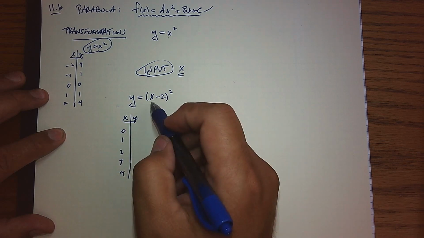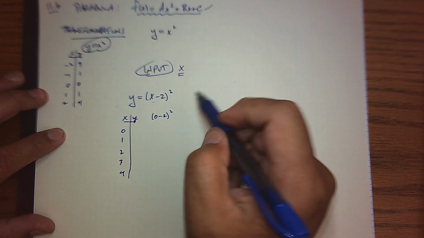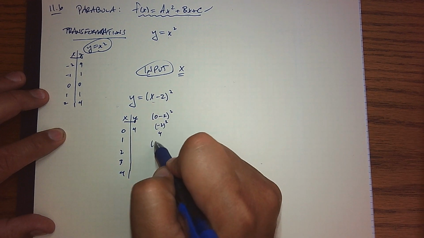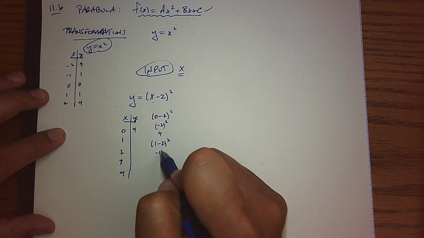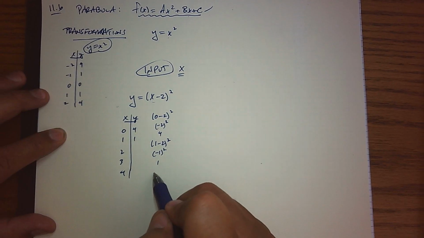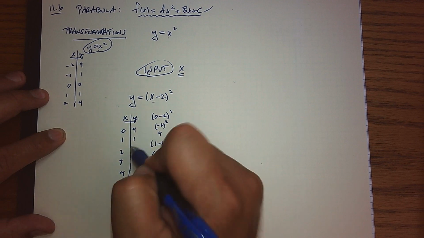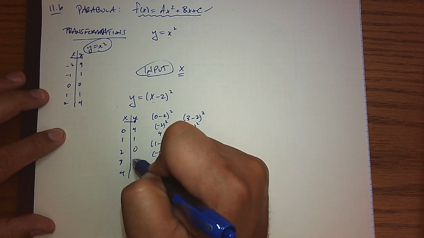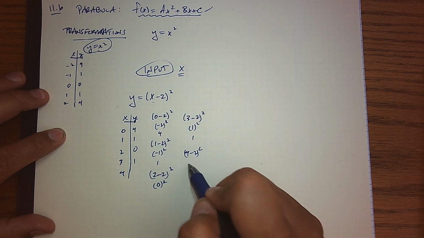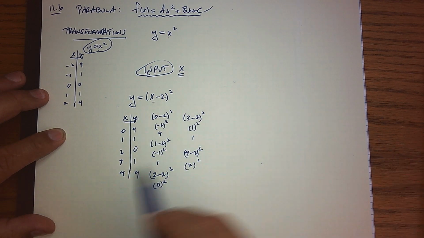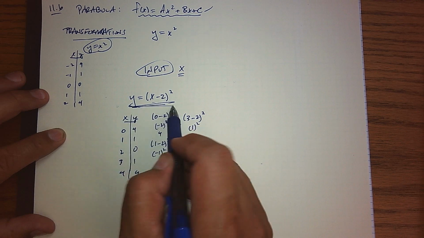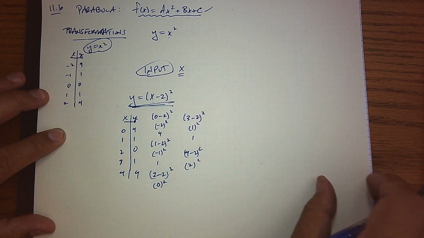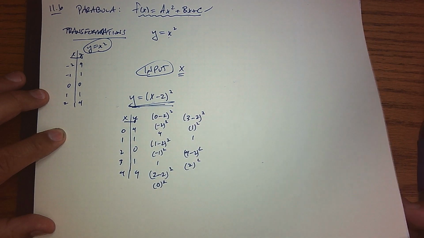and a 4. So if I put in a 0, we get (0 minus 2) squared, which is -2 squared, which gives us 4. If I put in a 1, (1 minus 2) squared gives us -1 squared, which gives us 1. If I put in a 2, that gives us 0 squared, which is 0. If I put in a 3, that gives us 1 squared, which is 1. And if I put in a 4, I get 2 squared, which is 4. So there would be the data points for this new function that's taking the input x and subtracting 2 from it. So let's go to a grid and see what happened.